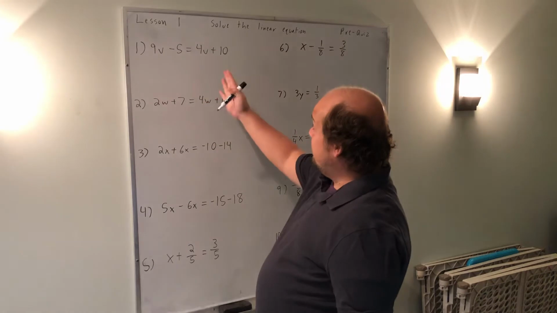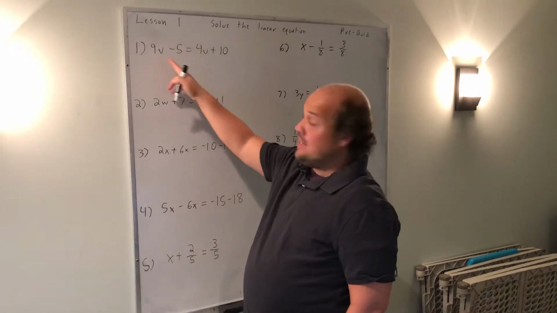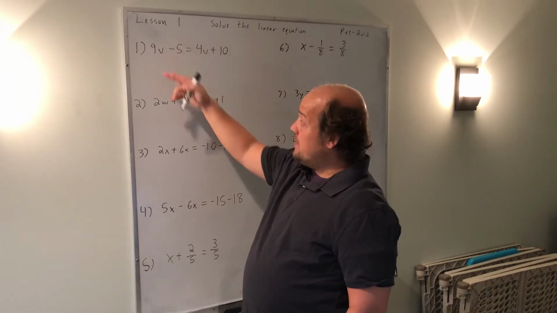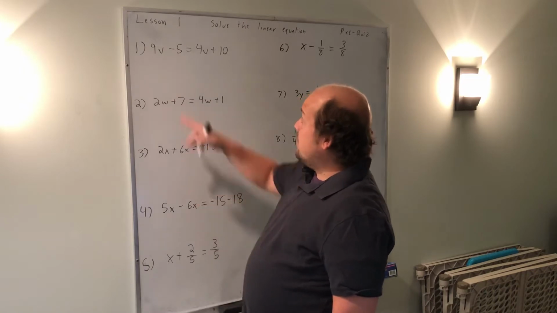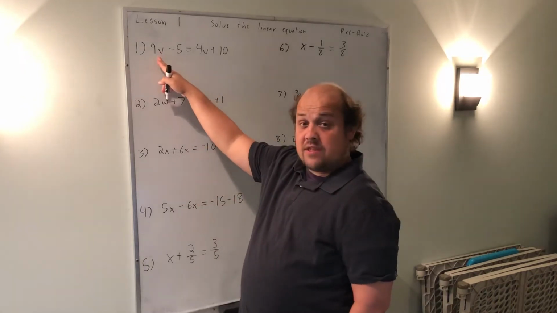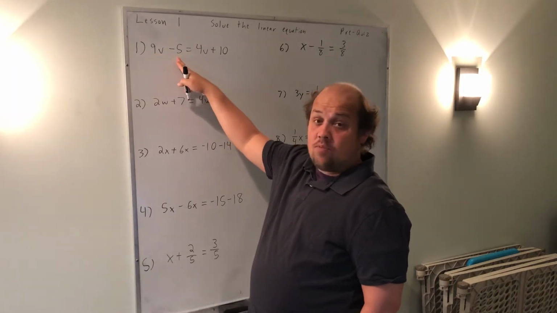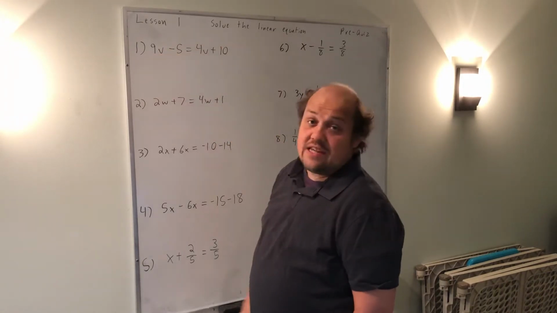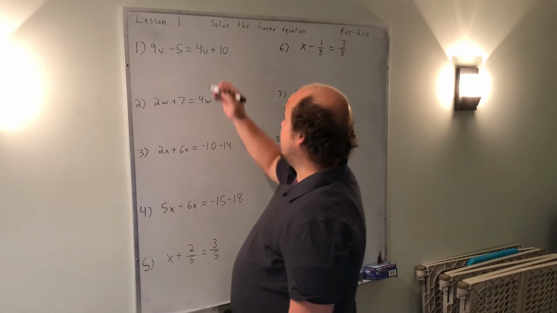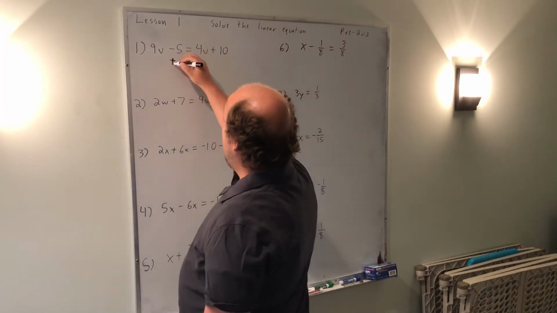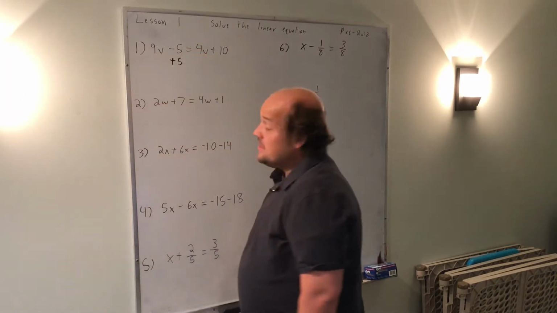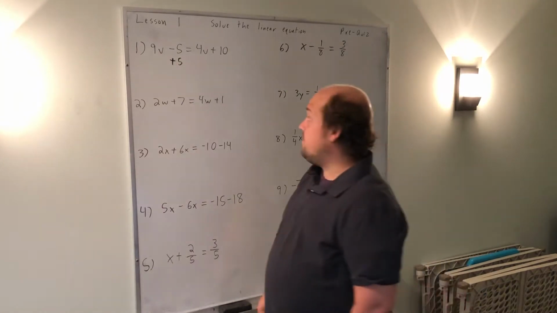I'm going to look at the letters here. I'm going to say, well, 9 is bigger than 4, so I'm going to take my letters over here. That means right now, 9V is with a letter, so it's in the right place where I want it. This negative 5 is in the wrong place. If I want to move it to the other side of the equation, I have to undo it. Since it's a negative 5, a positive 5 is equal and opposite, and we'll undo that negative 5.